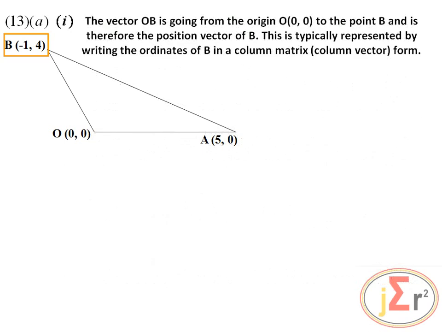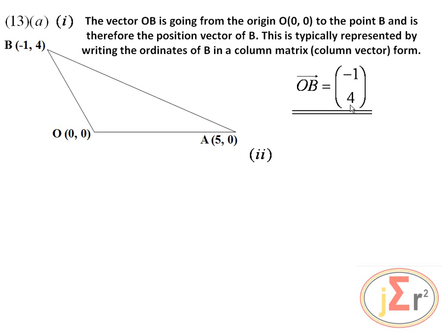The vector OB is going from the origin to the point B and is therefore the position vector of B. This is typically represented by writing the coordinates of B in a column matrix known as a column vector. Any vector that goes from the origin to another point is the position vector of that point, and in writing down the position vector of that point, we write the ordinates in a column matrix.